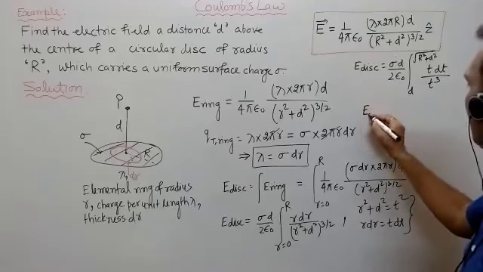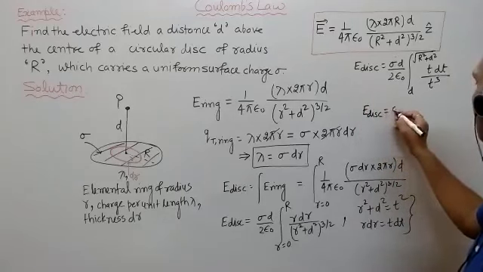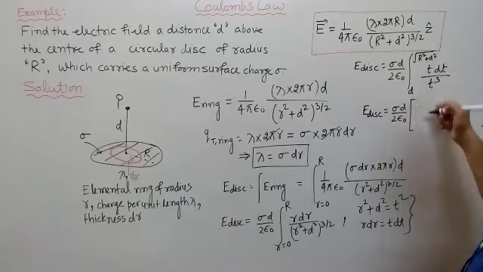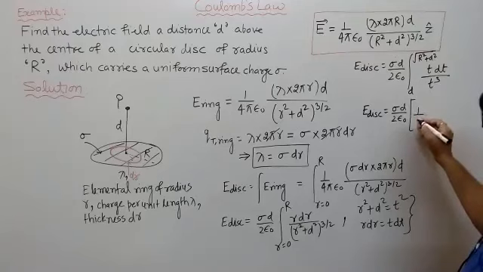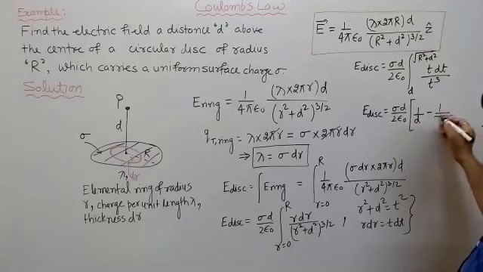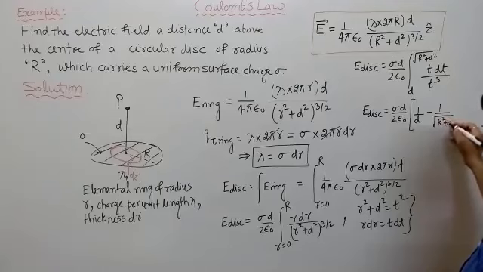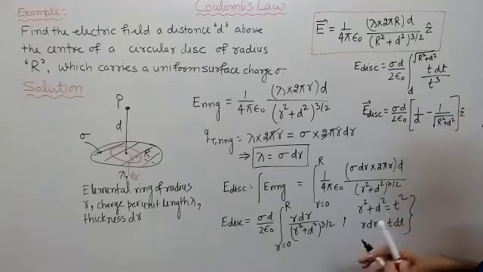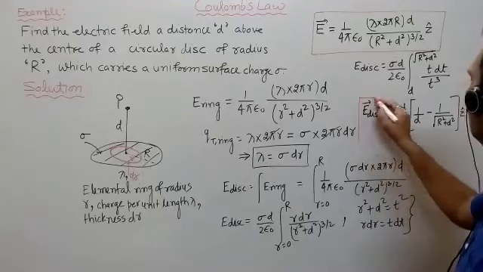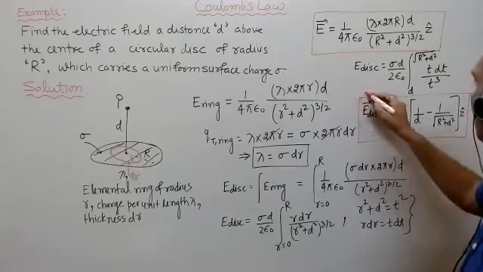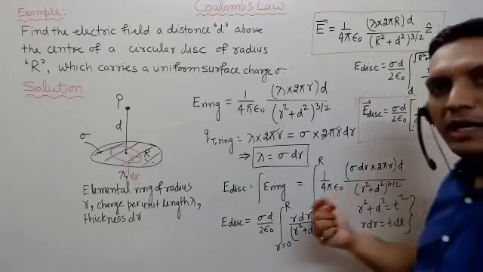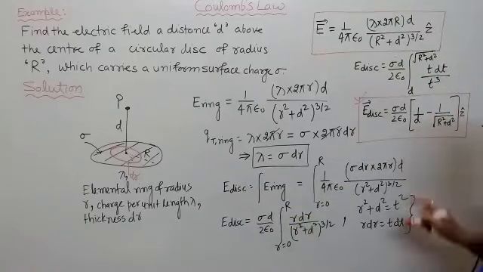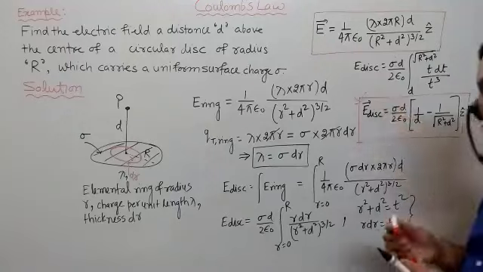So finally you can write E disk is sigma by twice epsilon naught times 1 by d minus 1 by under root r square plus d square, and the direction is z cap. This integral is 1 by t square, and its integral is minus 1 by t, so that's why you get 1 by d minus this value. So this is the electric field due to the disk. Thank you.